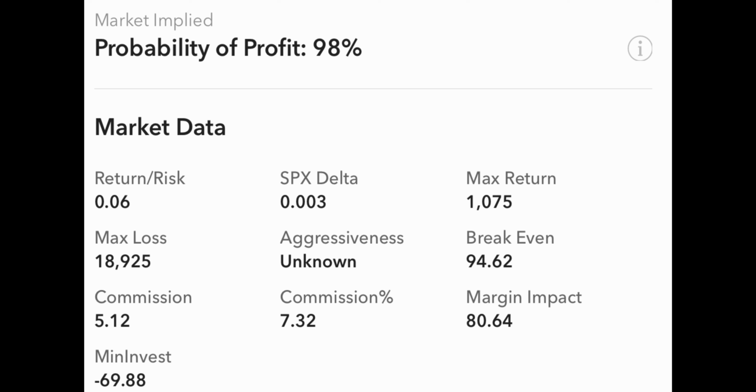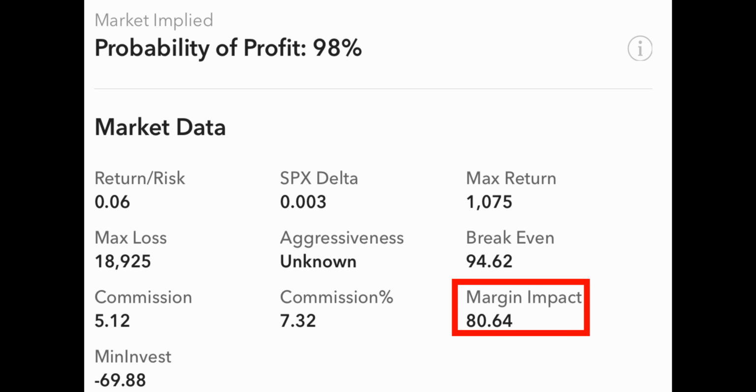So here is the screenshot of this particular Apple combo spread trade. And as you can see, the probability of profit is 98%. This is one of my highest probability winning trades that I put on all the time. I'm going to be sharing more and more videos with this type of strategy. You can also see, again, like we showed before, the max return is $1,075 with the break-even of $94.62. Again, slightly more than what you saw on OptionStrat, because we brought in less premium. And the margin impact is only $80 to place this trade, which is absolutely insane.